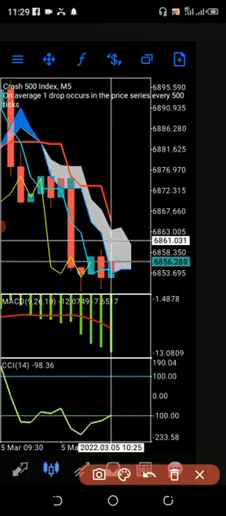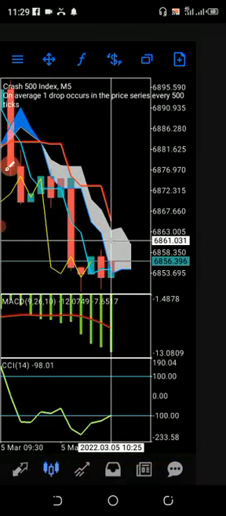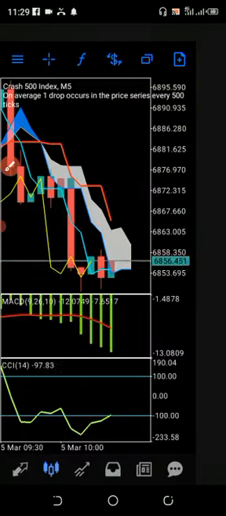So you don't just enter trade anyhow. With this filter I'm describing now, it can be easy for you to monitor it before you enter trade. Now, there is another good moment for you to enter trade.